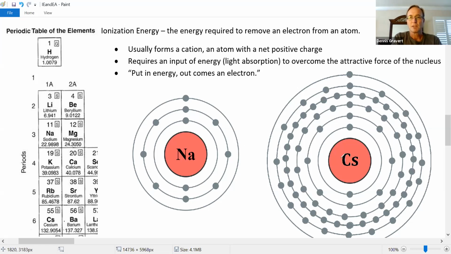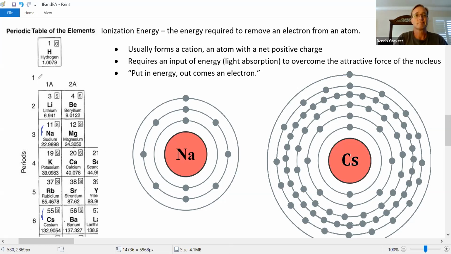Here's sodium, here's cesium. We'll take a peek at the periodic table to find where they're at. Turns out they're both alkali metals. Sodium is element number 11 right here. Cesium is element number 55. They're in the same family, a family known as alkali metals. What if I asked you to just give a guess? Which one has greater ionization energy? Which one requires more energy to become a cation?